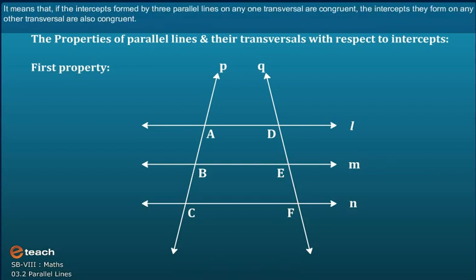It means that if the intercepts formed by three parallel lines on any one transversal are congruent, the intercepts they form on any other transversal are also congruent.